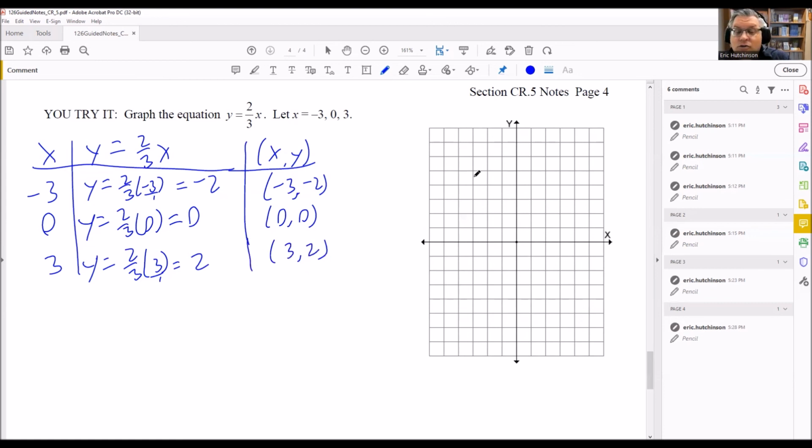Now let's plot those. -3, got to go to the left, -3, -2. 0, 0 is always your origin right there. And then 3, 2/3 to the right, up 2. Now we can just connect this like that. And now we have our line that is drawn.